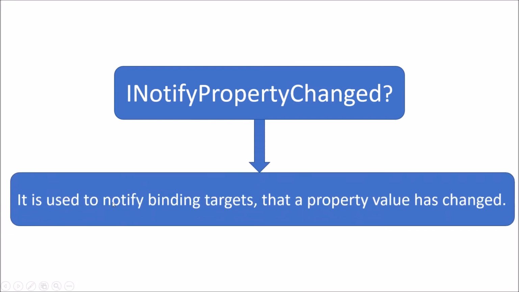This interface is used to notify binding targets that a property value has changed. So in case of binding, if a property value has changed, then it is used to notify the targets. Let's take a scenario to understand this properly.